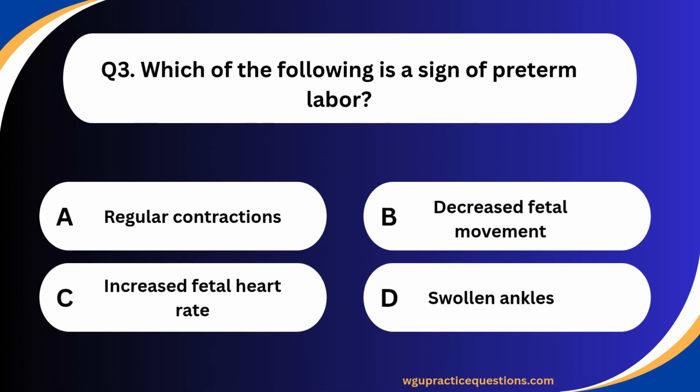Question 3. Which of the following is a sign of preterm labor? A. Regular contractions. B. Decreased fetal movement. C. Increased fetal heart rate. D. Swollen ankles. Which one is the correct answer?